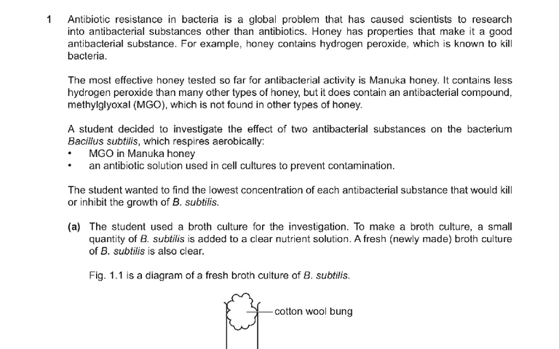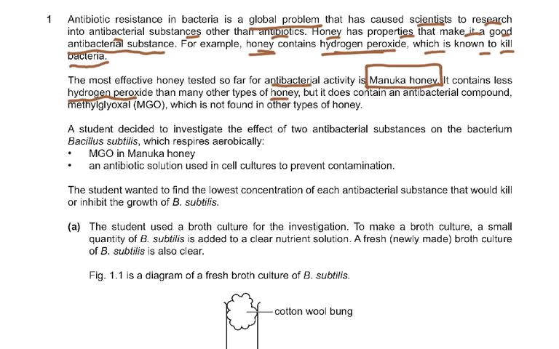Antibiotic resistance in bacteria is a global problem. Now, this is part of the AS that has caused scientists to research into antibacterial substances other than antibiotics. Honey has properties that make it a good antibacterial substance. For example, honey contains hydrogen peroxide, which is known to kill bacteria. So, honey contains hydrogen peroxide, H for honey, AH for hydrogen peroxide. The most effective honey tested so far for antibacterial activity is Manuka honey. So, there's a special type of honey which a special type of bees will make, which has antibacterial properties.